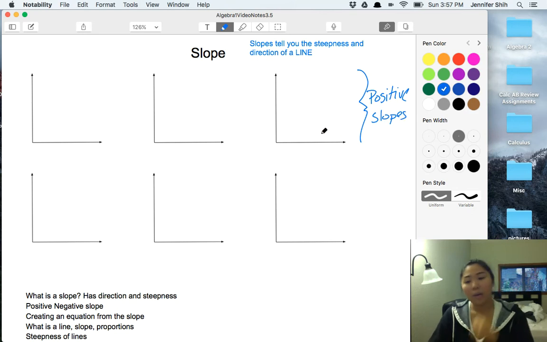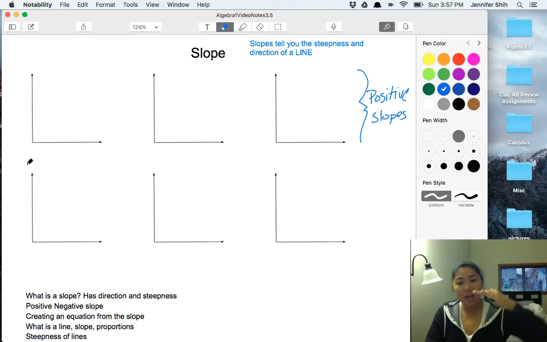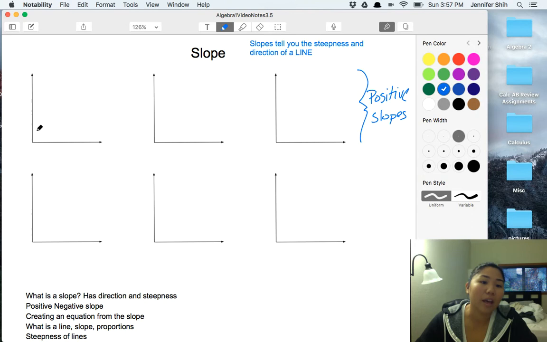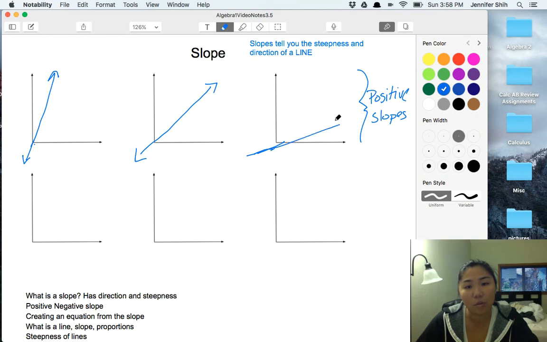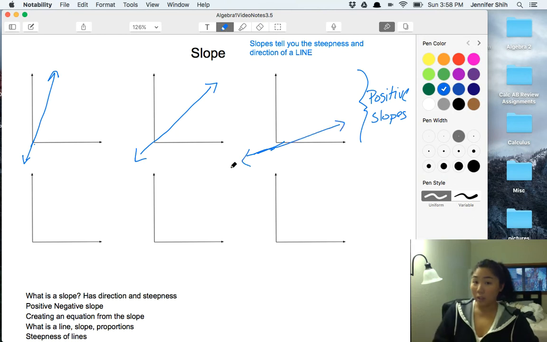Positive slopes. Positive means that it's going to be increasing. As we go from left to right, as we read from left to right, the y value is going to get bigger. That's what that means. So we either have this slope here, I'm going to run it right through, we may have this slope here, like this, and we may have something that looks like this. It does not have to go through the origin.